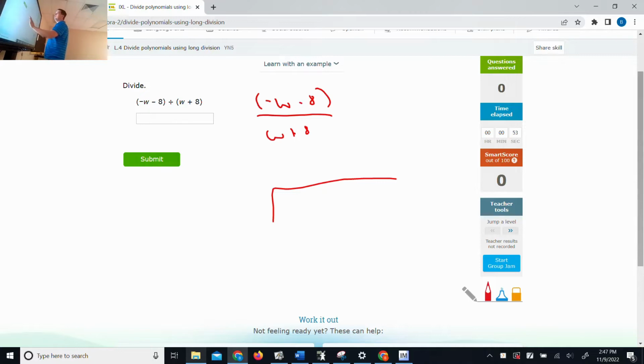We're dividing by w plus 8. That goes outside what we actually call the vinculum. Some people call it a shed, lots of people call it other things. And we're dividing a negative w minus 8.